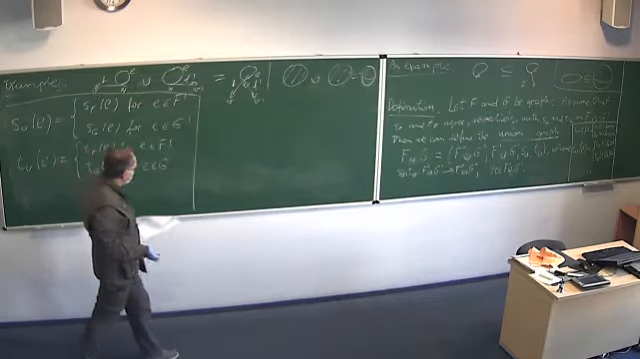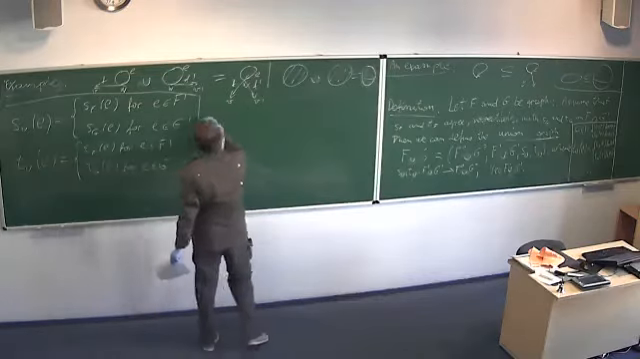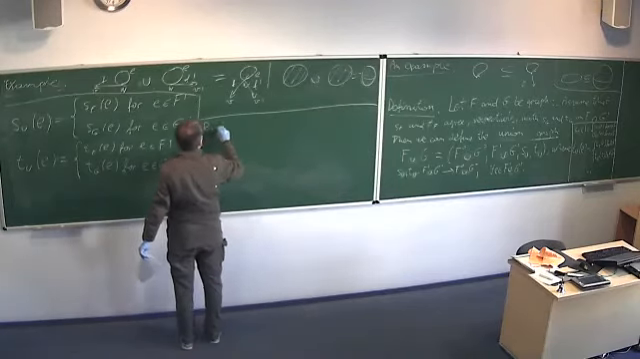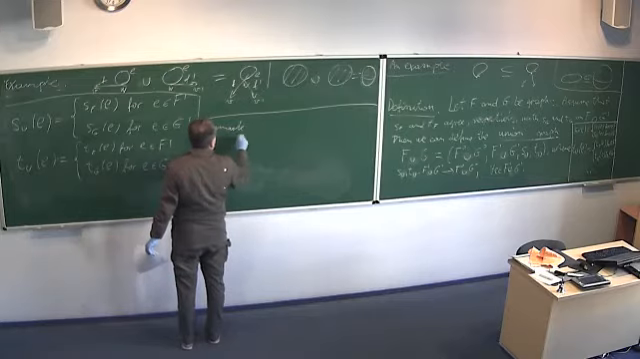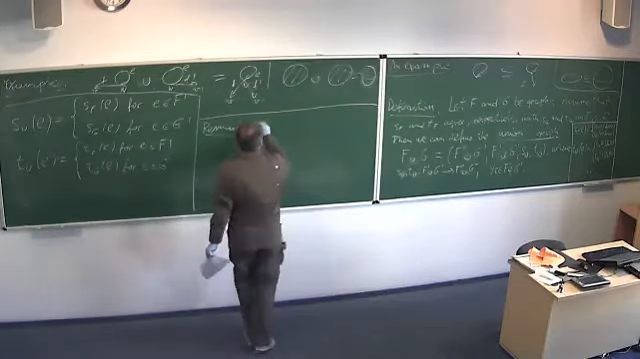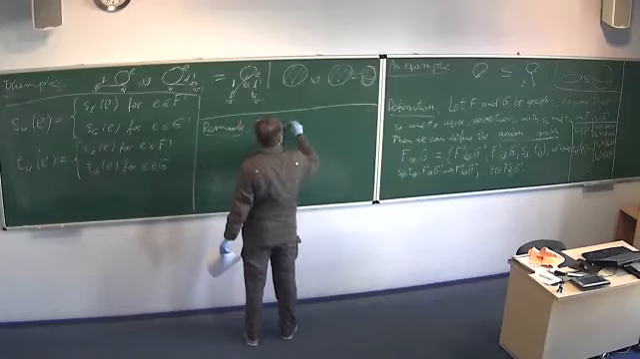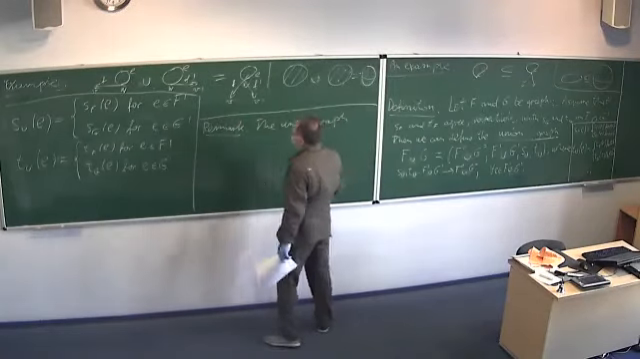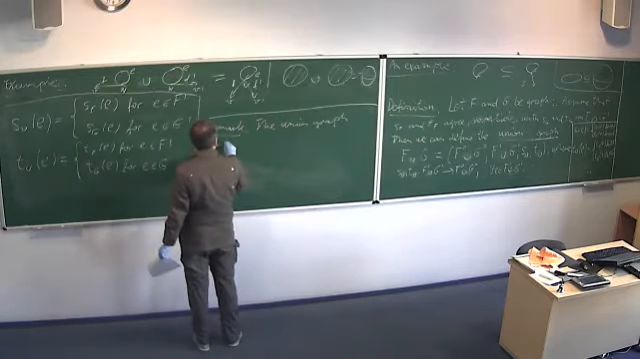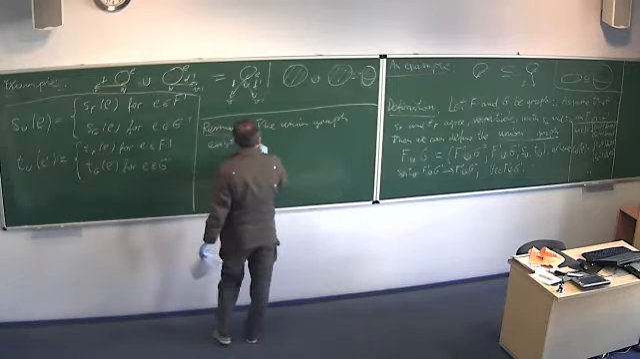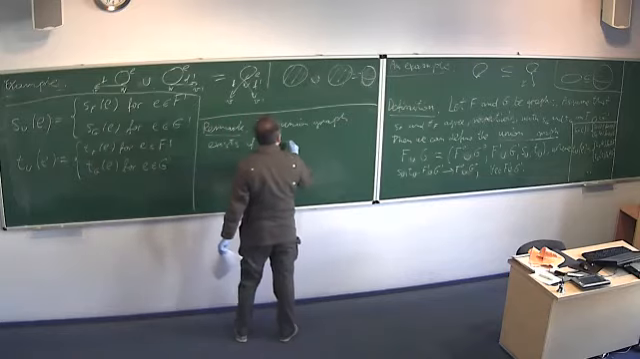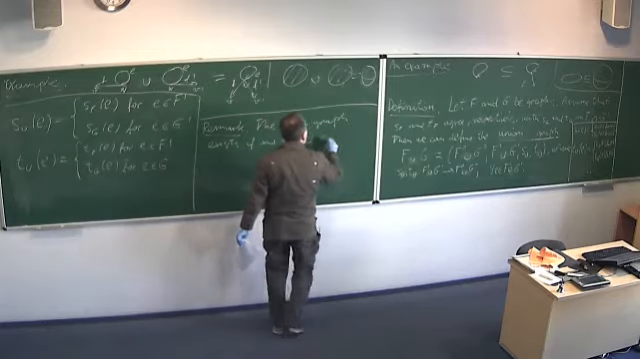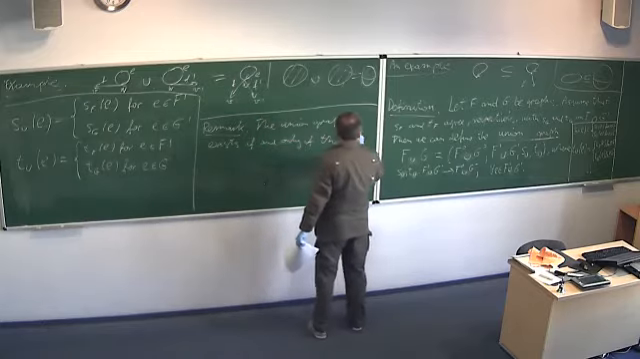I just want to make one elementary remark, and then we continue with more interesting things. But I want you to remember it. The union graph exists if and only if the intersection graph exists.